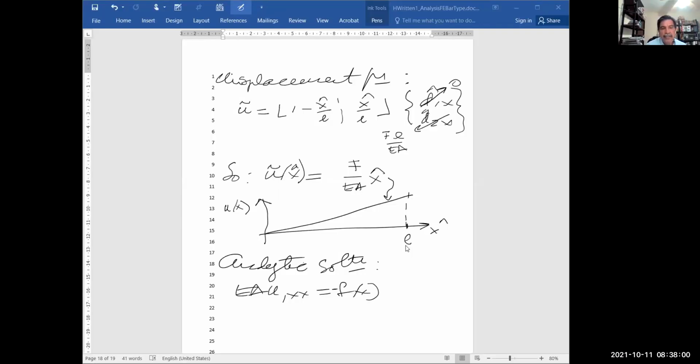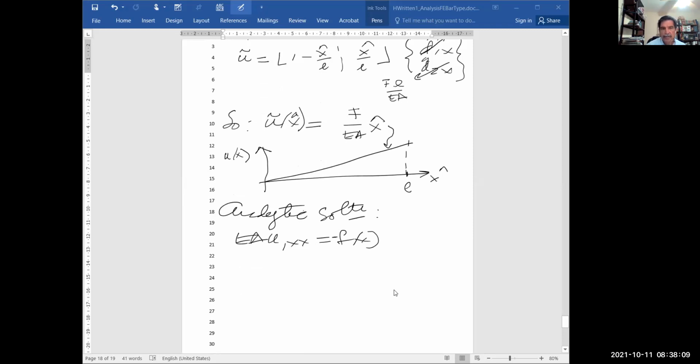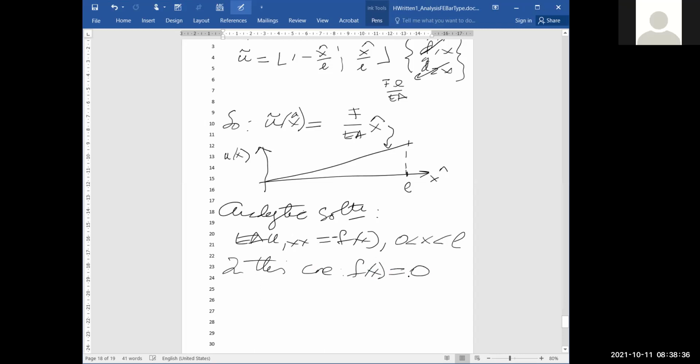Okay, so the analytic solution we're trying to find is the solution to this differential equation. And I was asking if you recognize how much f of x has to be. In this case, you have no force distributed between 0 and L. That means that this is equal to 0. So f of x is equal to 0 because there's no distributed force between the ends.